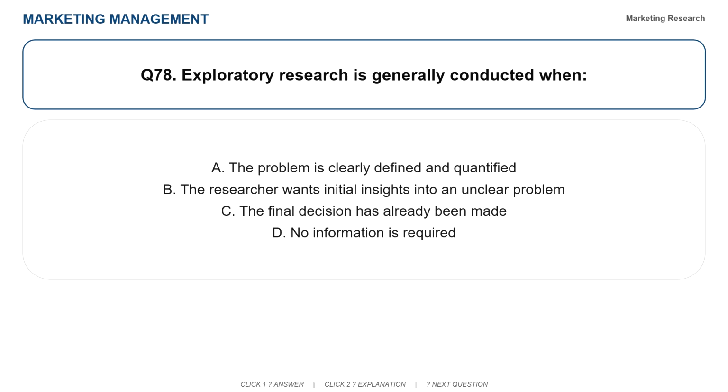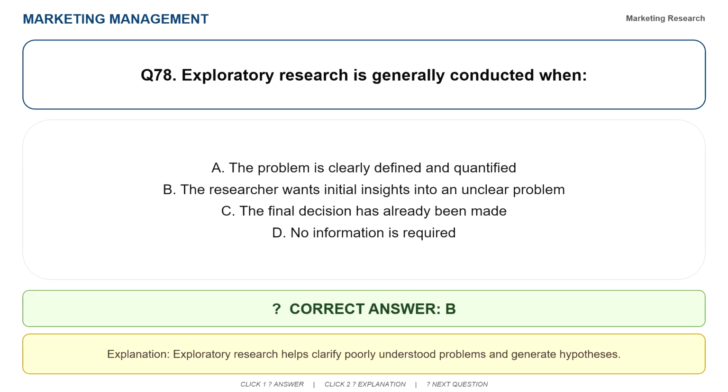Question 78. Exploratory research is generally conducted when. Option A. The problem is clearly defined and quantified. Option B. The researcher wants initial insights into an unclear problem. Option C. The final decision has already been made. Option D. No information is required. The correct answer is B. Explanation. Exploratory research helps clarify poorly understood problems and generate hypotheses.